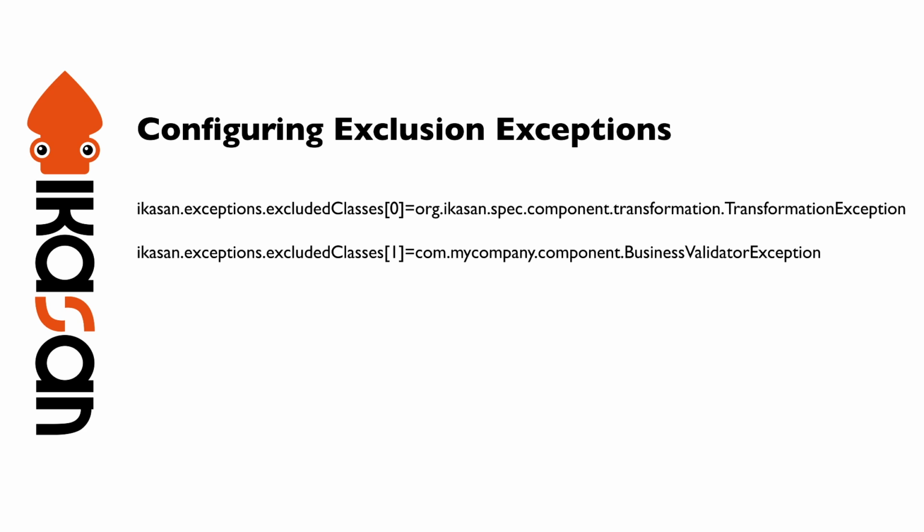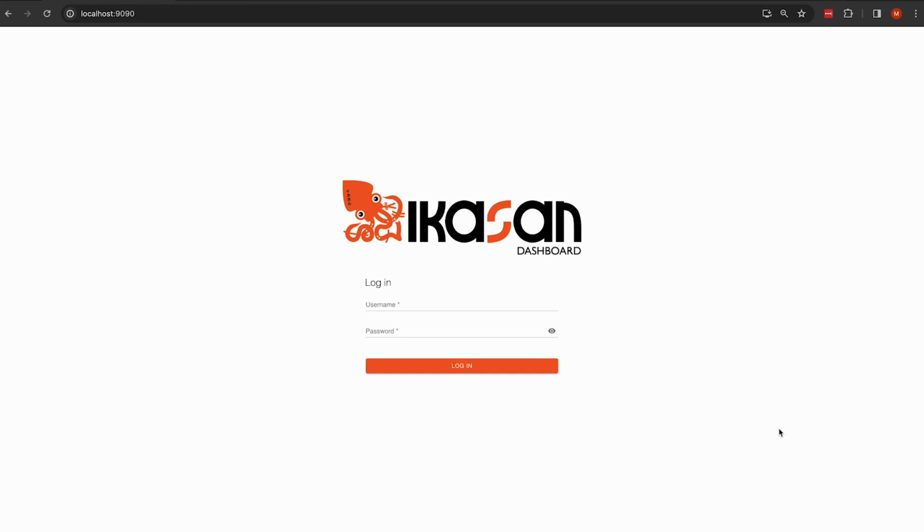So anytime that we hit any of these exception types at our component level, so for example, a transformation exception or a custom exception that I've created here, which is a business validator exception, if those particular exceptions are encountered by the Ikasan Enterprise Service Bus, the events associated with that particular exception will be parked in the hospital service and allow for users to remediate the external data or whatever is necessary in order to make that business data flow. And now moving on to a demonstration of the Ikasan Hospital Service within the Ikasan dashboard.